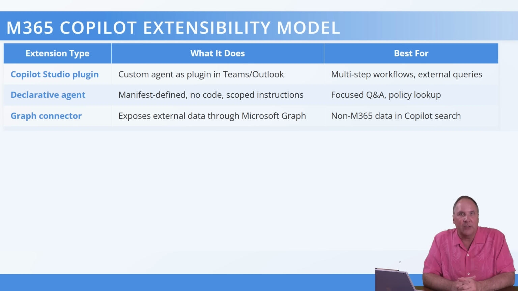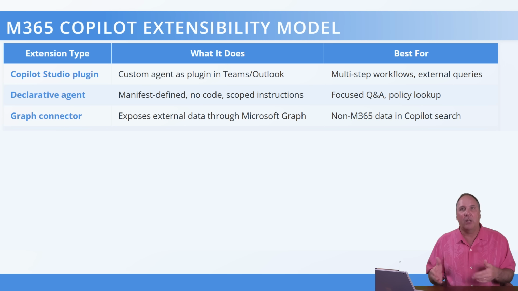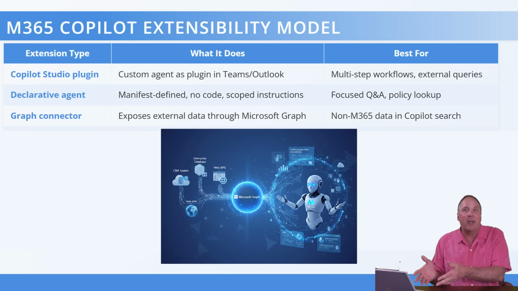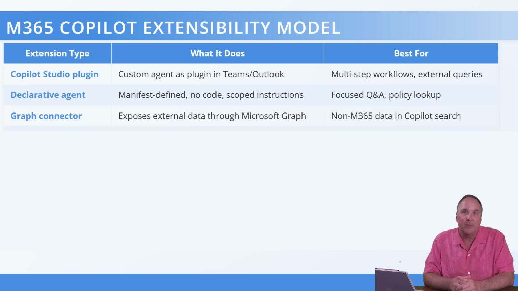Third, graph connectors. Microsoft Graph is the unified API for all M365 data. Graph connectors let you expose external data, like a proprietary knowledge base or contract management systems, through Graph as if it were a native M365 dataset. Once connected, Copilot in Word or Teams can search that external data just like it searches SharePoint.